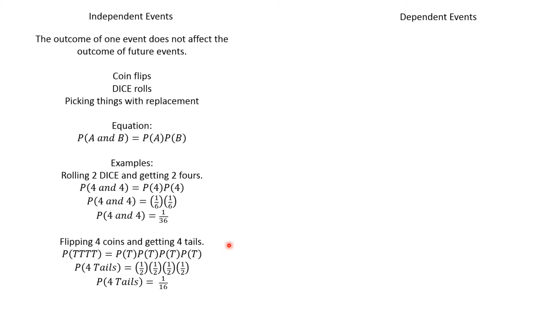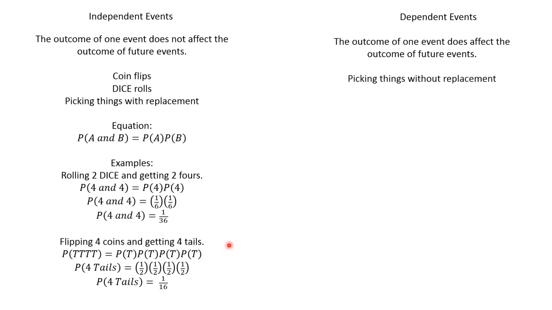And that's what you guys have been doing already. Dependent events are outcomes where one event does affect the outcome of future events. So I'd already mentioned picking things without replacement. If I have a bag of marbles and I pick a marble out of the bag, the probability of the bag has changed because there is one less marble in it.